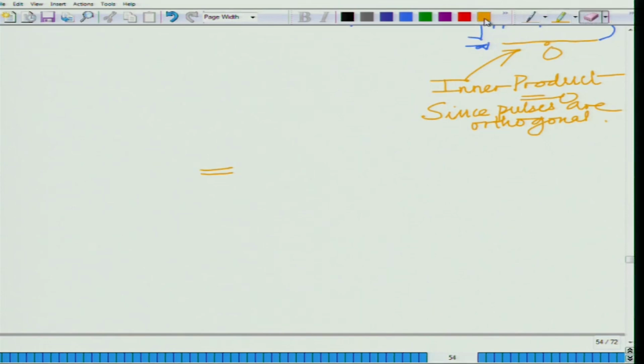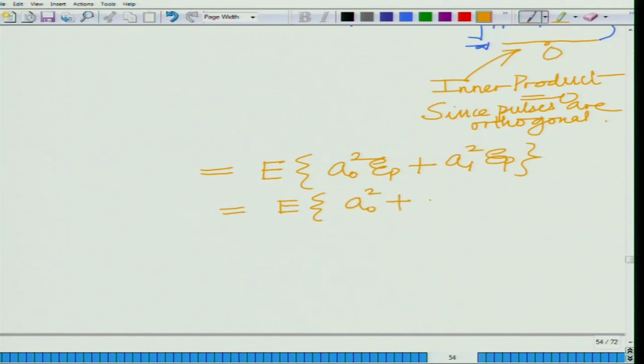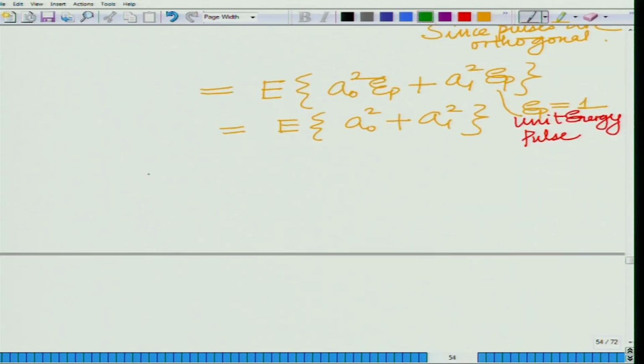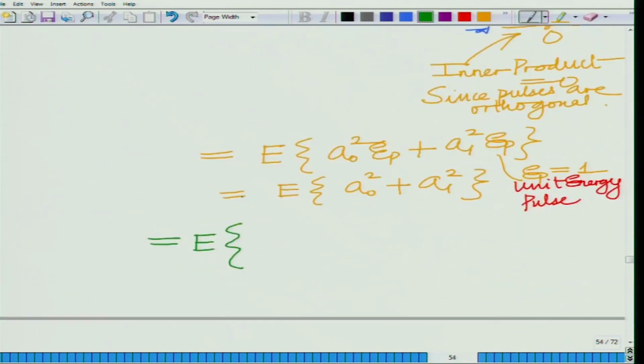the expected value of, and you will observe something very interesting over here, A1 square E_p plus A2 square E_p. Well, E_p equals 1, that is, we are considering a unit energy pulse. So this is equal to the expected value of A1 square plus A2 square.